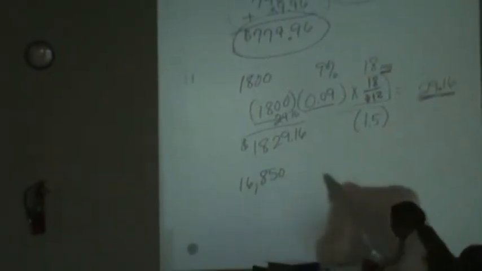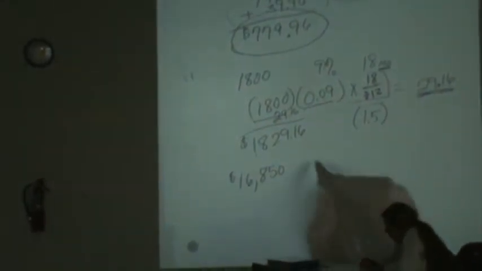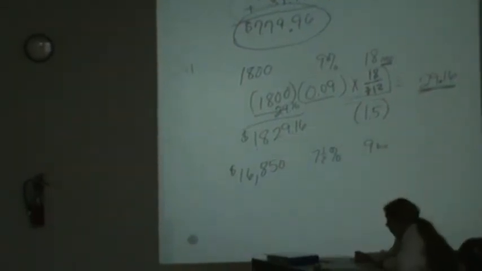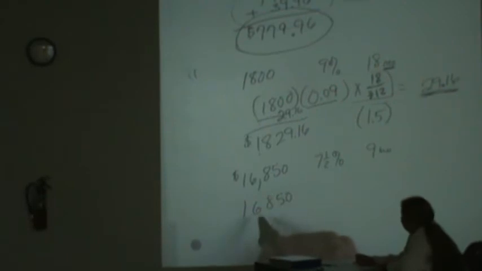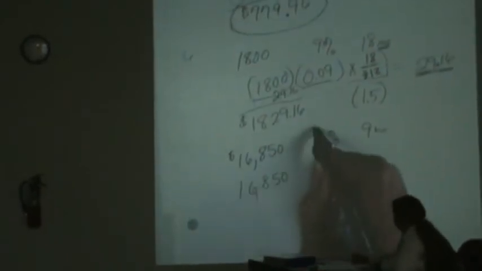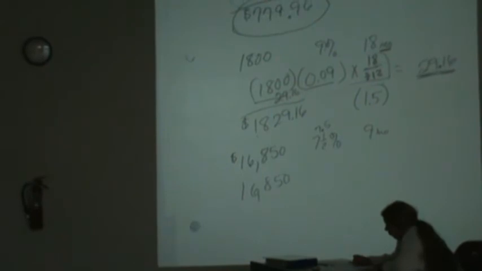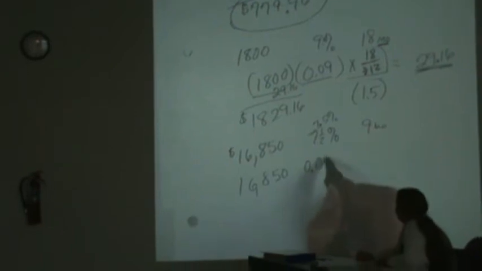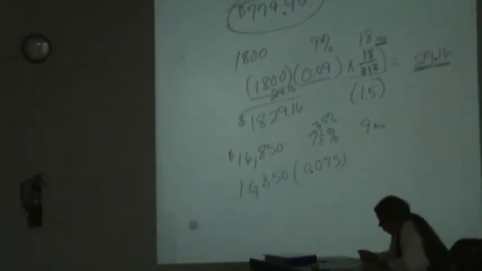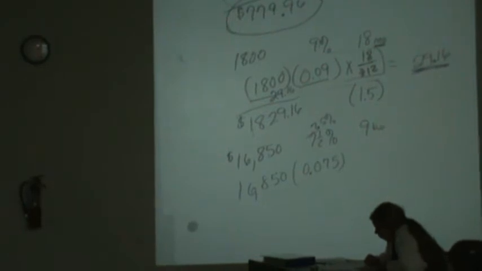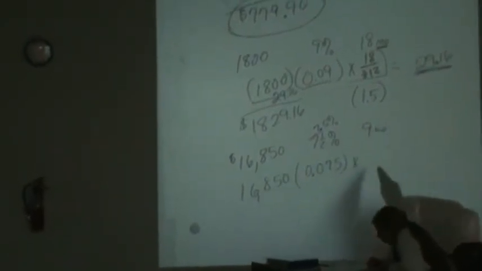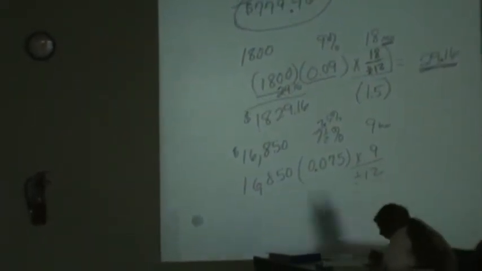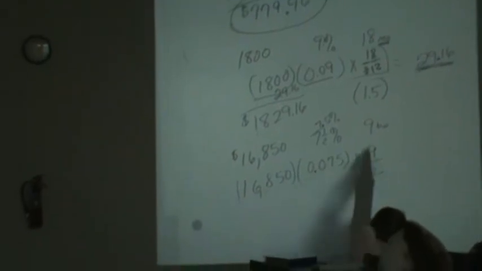16,850 is your principal. 7.5%, 9 months. Okay, so you have 16,850. At least the principal doesn't change. This is 7.5. Turn that into a decimal, 0.075. See that? And then the 9 months, what do we do with that? Times 9, divide by 12. Okay, multiply those numbers, divide by 12.